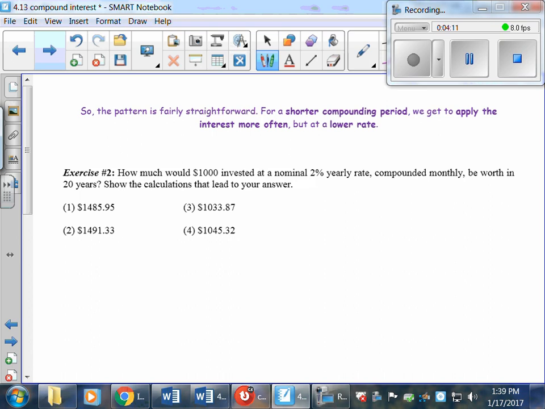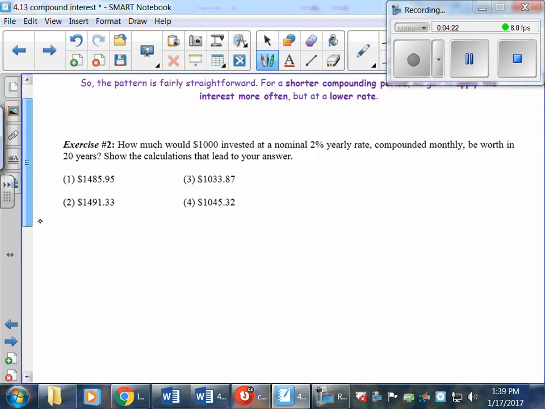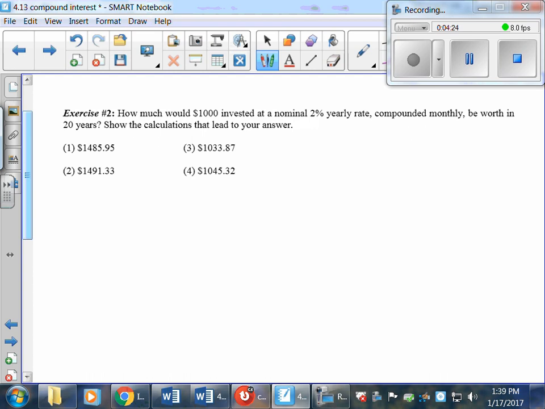So the pattern is fairly straightforward. For a shorter compounding period, we get to apply the interest more often, but at a lower rate. So exercise 2 says, how much would $1,000 invested at a nominal 2% yearly rate compounded monthly be worth in 20 years? Show the calculations that lead to your answer.